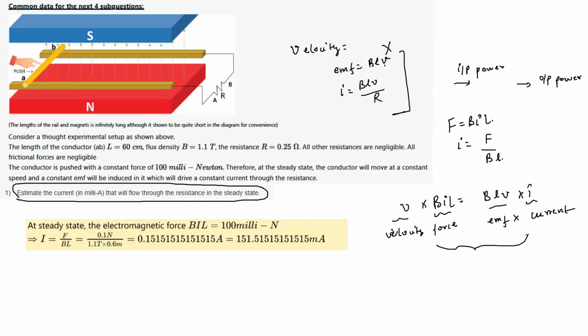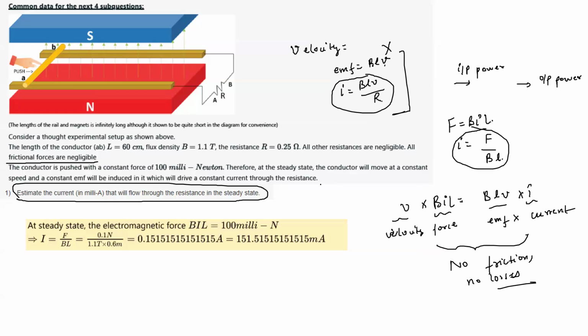So this is applicable when there is basically no friction, no losses, as mentioned in the question. All the other resistances are negligible, all frictional forces are negligible, then only this is applicable. So you can find the current using this EMF by R, or you can also find the current using this. Because our information was given for force and B and L, we will use this expression to find the value of current.